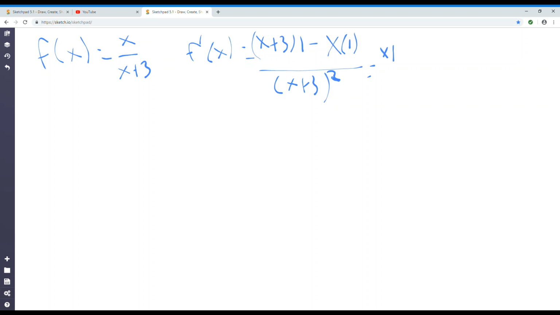Okay, so if I distribute my 1s and my negatives, I get x plus 3 minus x over x plus 3 squared. I simplify even further, I get 3 over x plus 3 squared. Now let me rewrite it over here. I have f prime of x equals 3 over x plus 3 squared.